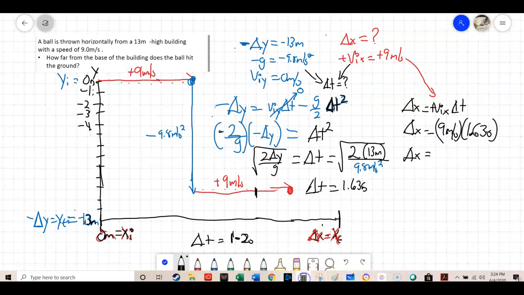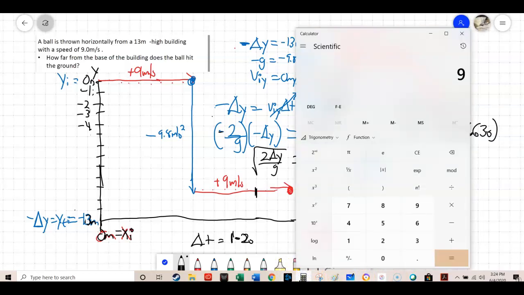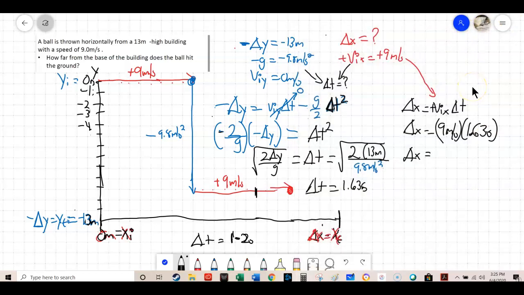So let's get our calculator out. So 9 times 1.63. Okay, there we go. So 14.67. 14.67 meters. Okay.